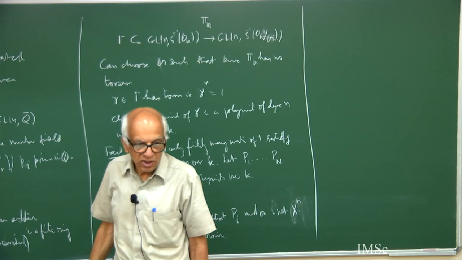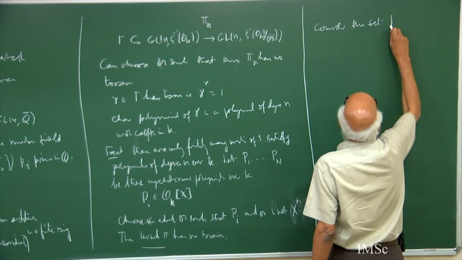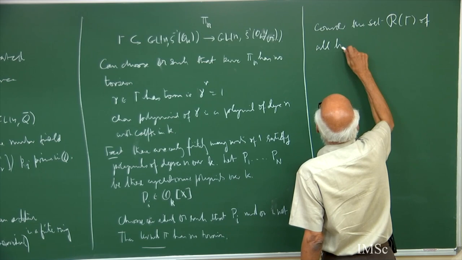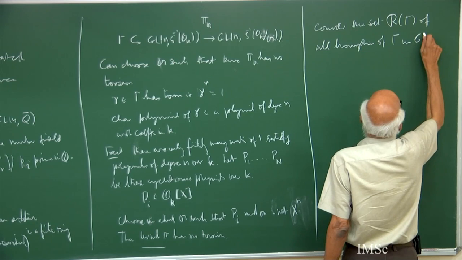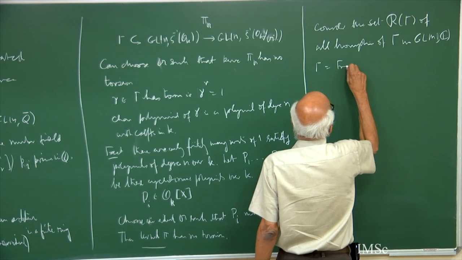But how do I get over this? The idea is this. Consider the set R of all homomorphisms of gamma into GLN. Now write gamma as a free group modulo some normal subgroup.